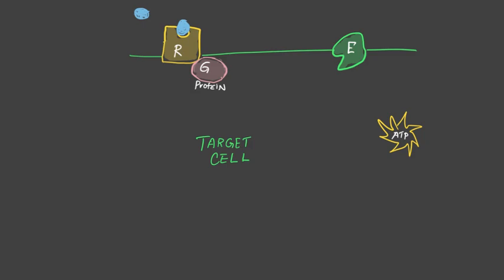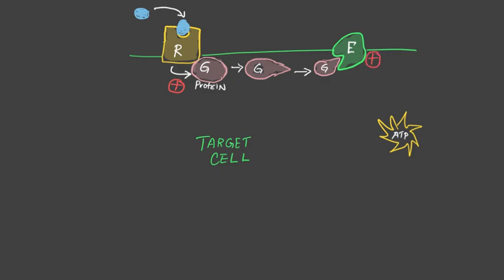Here we're dealing with a receptor that is coupled with a special protein called the G protein. The hormone is shown in blue. It binds to its receptor. The receptor then activates the G protein. The activated G protein then binds to an enzyme that is also located on the membrane of the target cell.